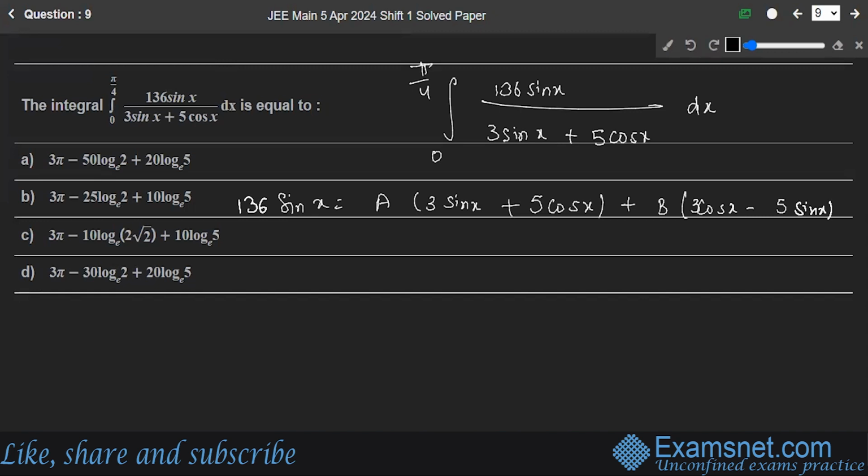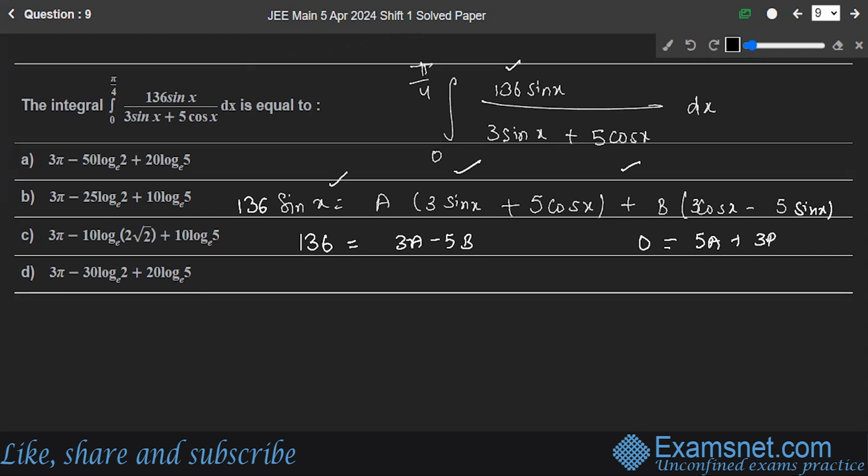Let's write 136 sin x over here. I'm using fraction by parts over here. So using the fraction by parts, this can be written from here. Let's equate the coefficient of sin x and cos x on the LHS and the RHS. So you will have 136 is equal to 3a minus 5b. Also 0 is equal to 5a plus 3b. Let's solve both of them.